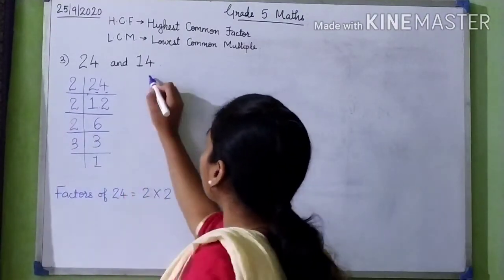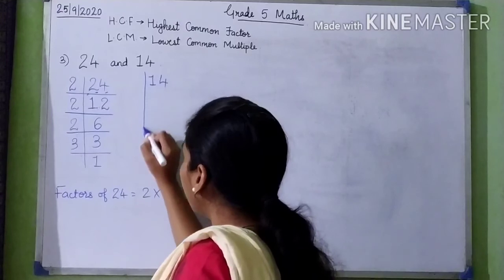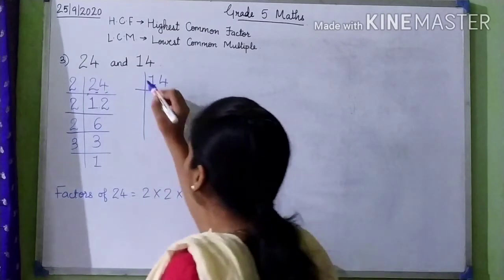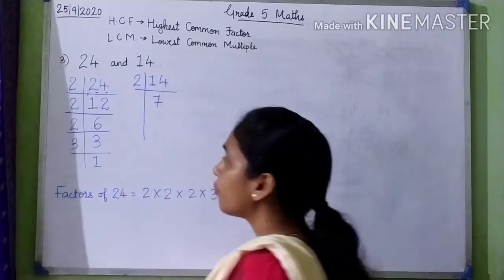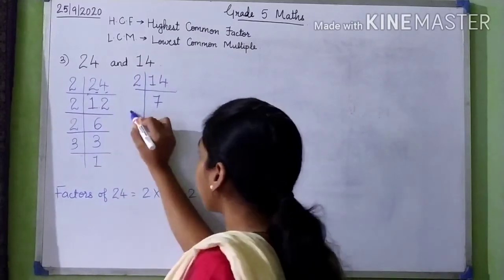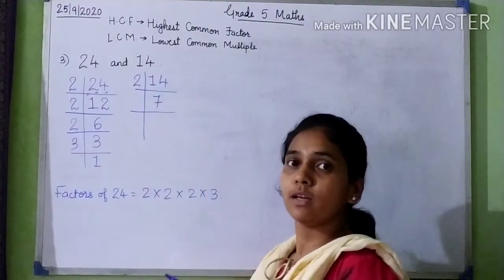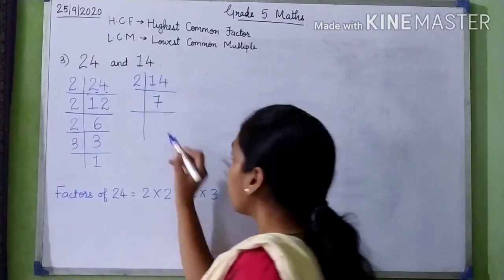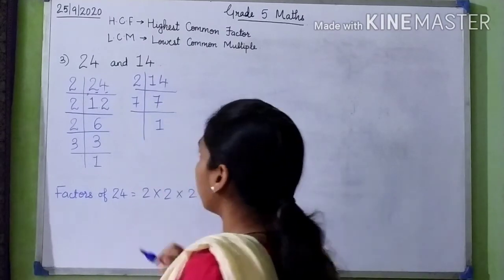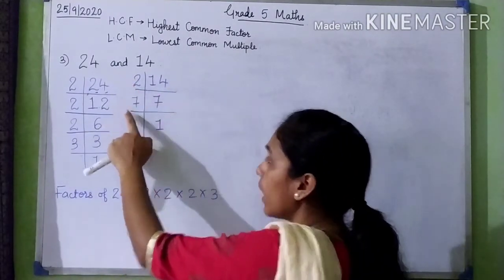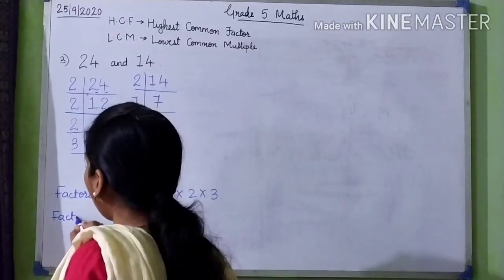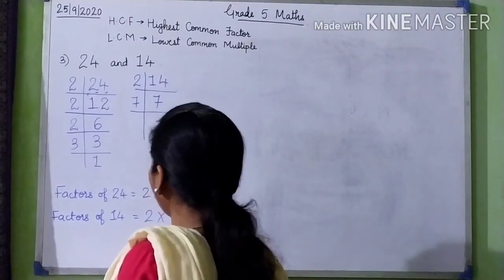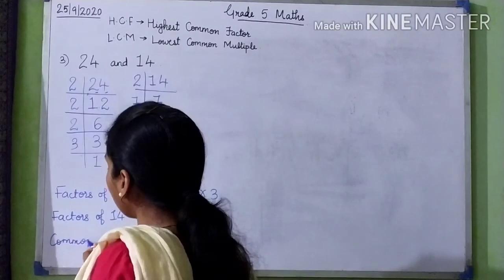Now the next number is 14. Can 14 be divided by 2? Yes, we know that 2 into 7 is 14. Now 7 is a prime number. It does not go in any other table, but only in its own table. So 7 into 1 is 7. So what are the factors of 14? 2 and 7. So factors of 14 are 2 into 7.